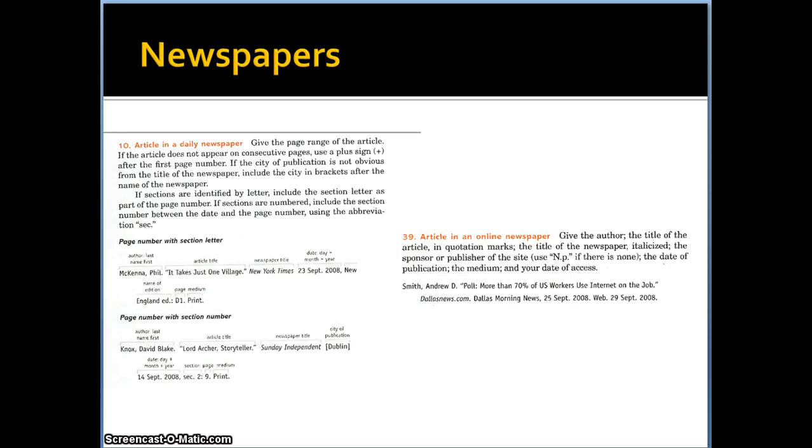Newspapers, just like magazines and journals, if you accessed a print copy, you'll follow the directions for a print copy. If you accessed an online copy, you'll follow the directions for a print copy. But you'll add at the end, instead of print, you'll put web and the date you accessed it. So that's pretty handy because really you only are learning one set of rules, and this other thing is just something you tack on to the end.